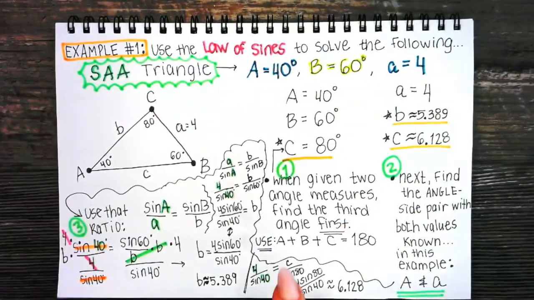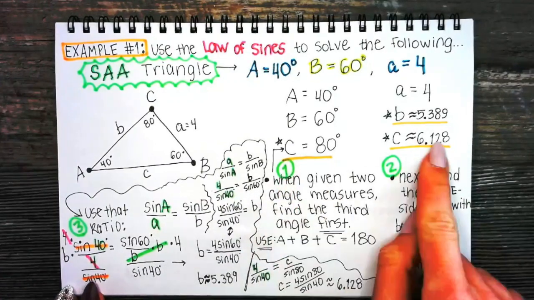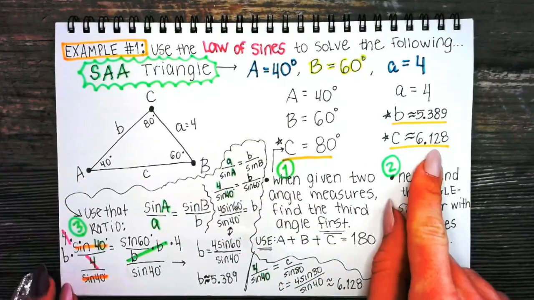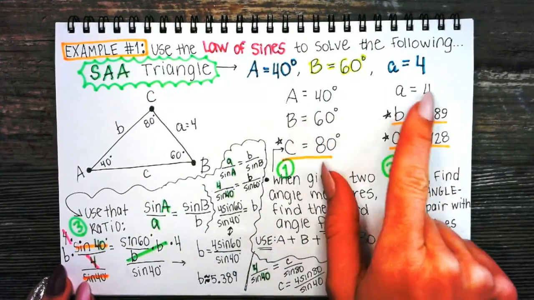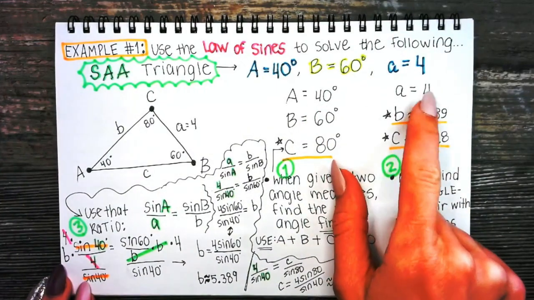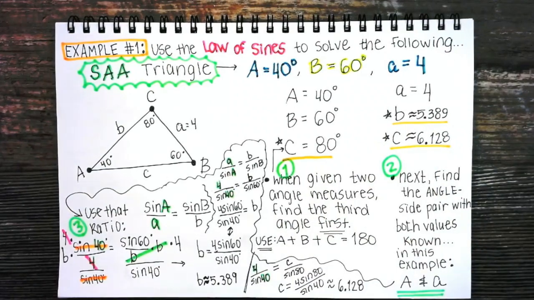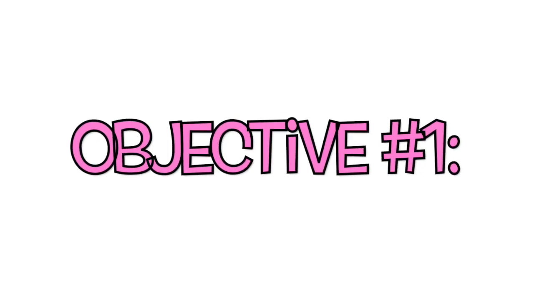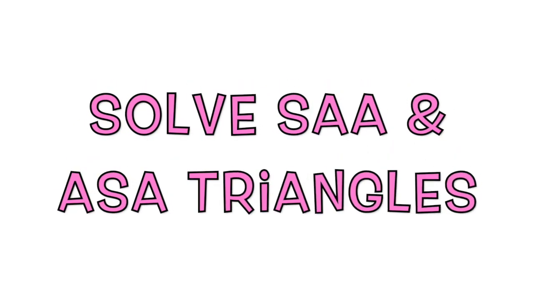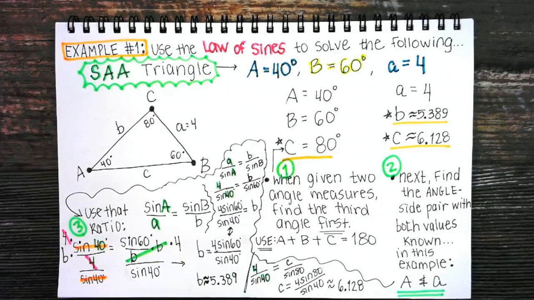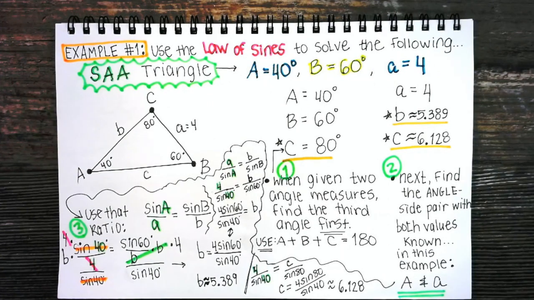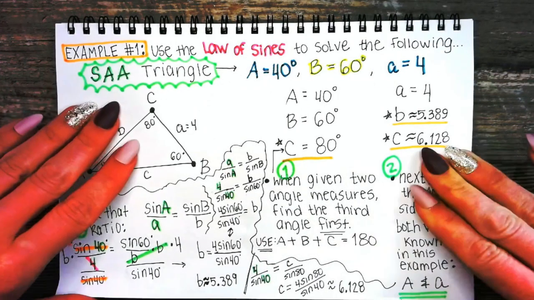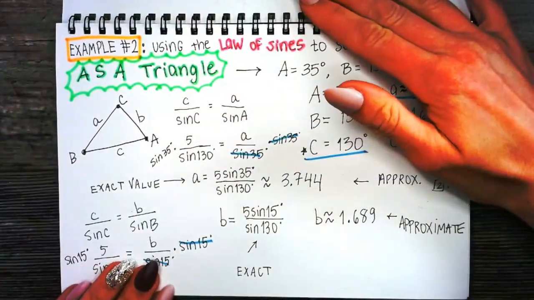Let's look back at example 1. In example 1, 80 was my biggest angle, and it was across from 6.128, which was my biggest side. 40 was my smallest angle, and it was across from 4, which was my smallest side. These answers also check out. That's the end of our first objective. We've just solved two triangles using law of sines, the first of which was a side angle angle triangle, and the second was an angle side angle triangle.